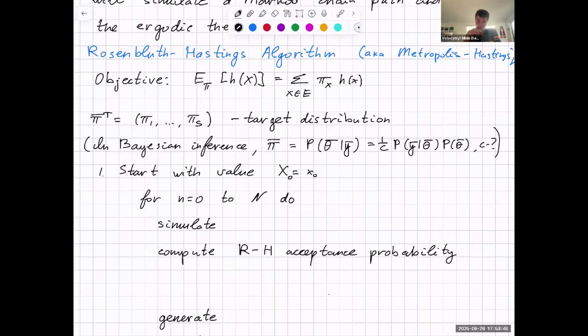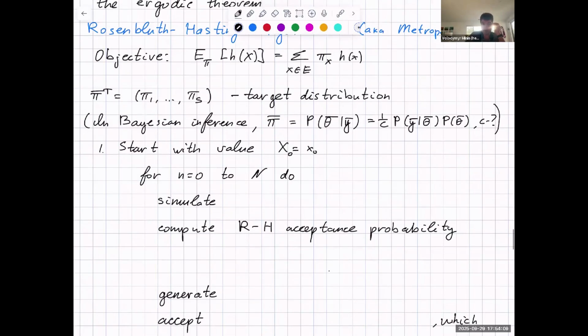So the objective here is to estimate some expectation. It's very generic, but in our case, it will be a posterior expectation or posterior variance or posterior quantiles. It's a little difficult with quantiles because they're not quite expectations, they're solutions to integral equations, but trust me, it works the same way. You just need to do one more step there. So we have a target distribution. In Bayesian inference, this target distribution will be our posterior.